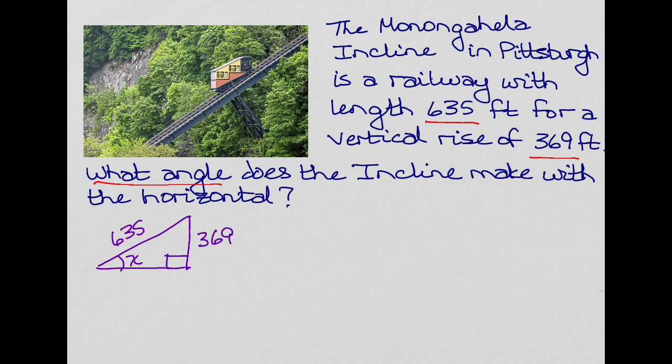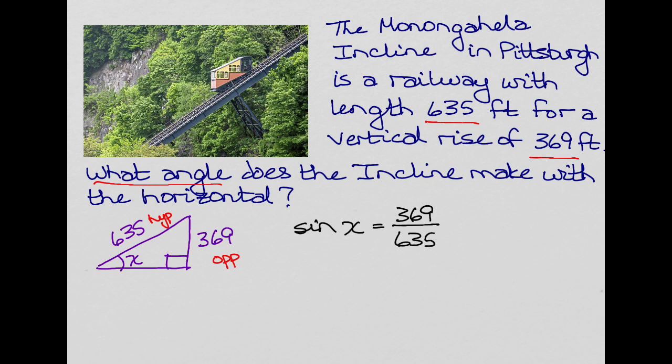The ground and vertical are at right angles to each other, so this is a right triangle, and I'm looking for an angle in this one. I know 369, and that's the opposite side in my triangle. 635 is the hypotenuse. The trig function that uses the opposite and the hypotenuse would be the sine function. So we're going to say sine of my angle is opposite over hypotenuse.